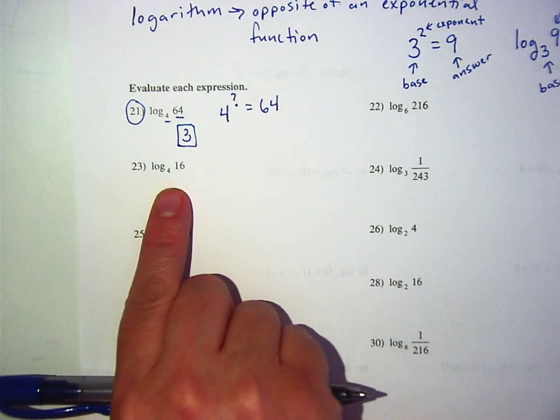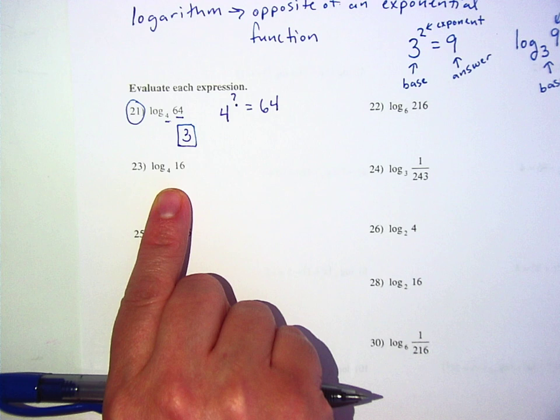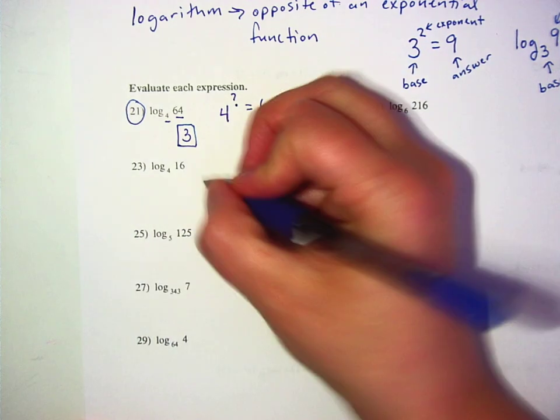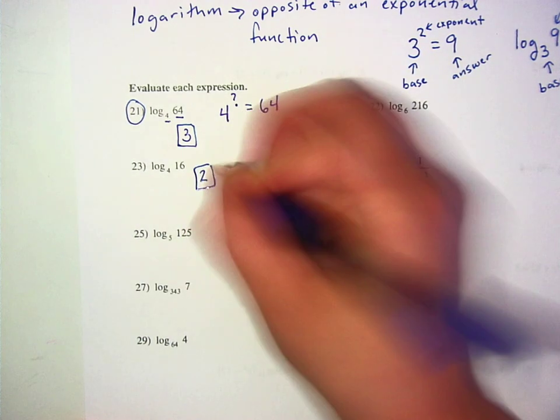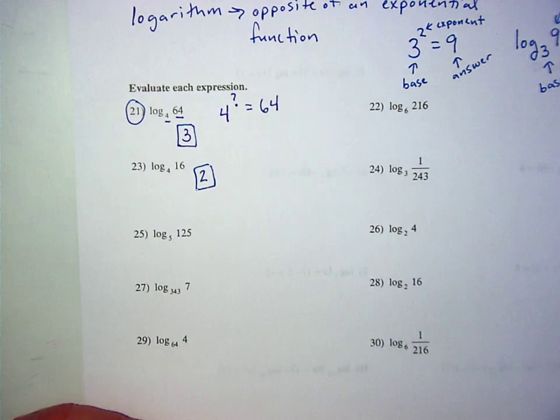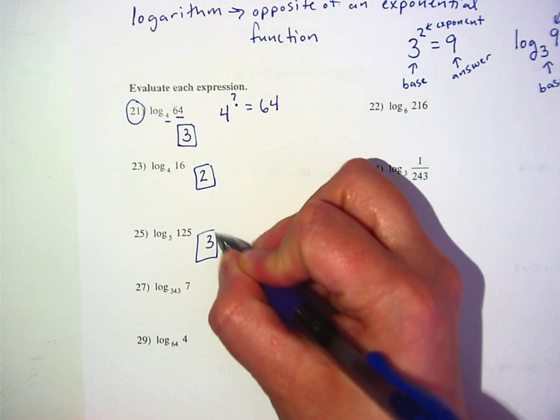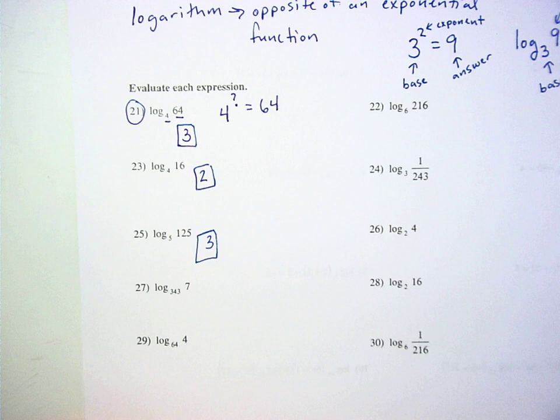How about this one? 2. It's not what times 4 is 16. It's 4 to the what power is 16? 2. How about this one? 5 to the what power is 125? 5 to the third power. See how easy this is? Simple. All right, now let's do a harder one.